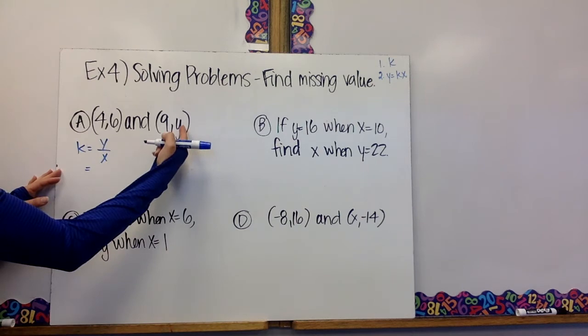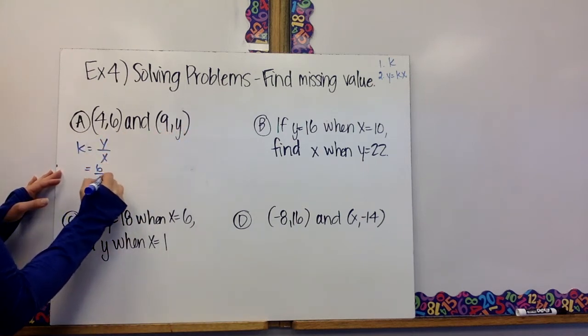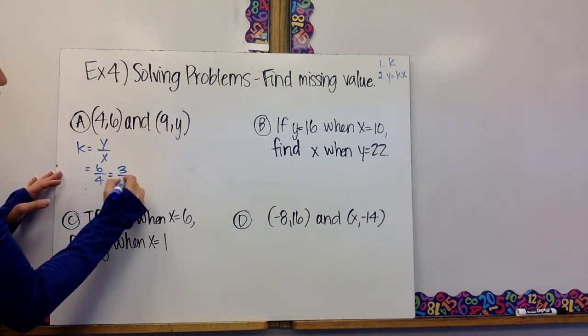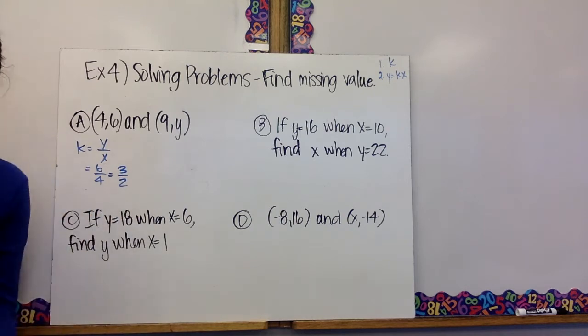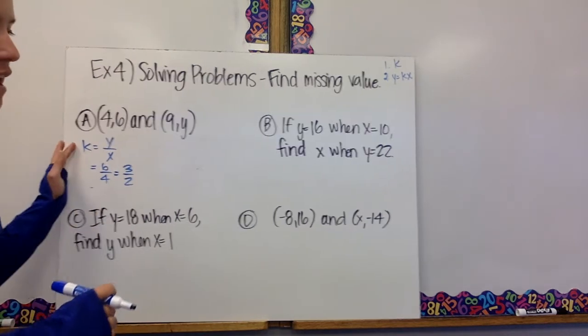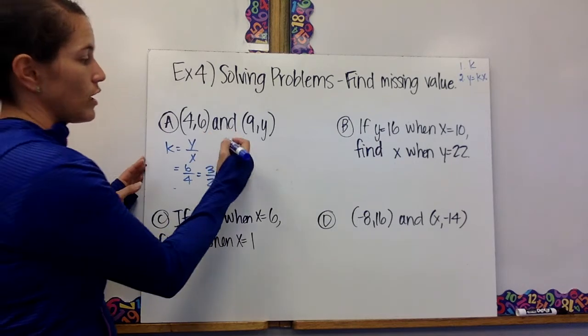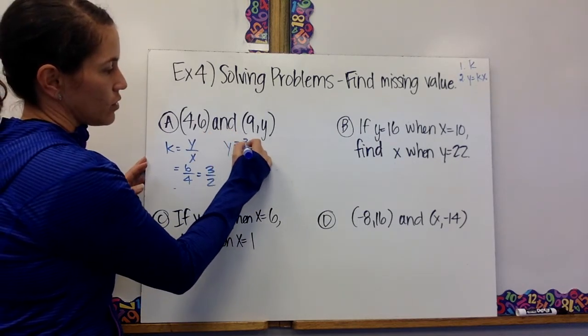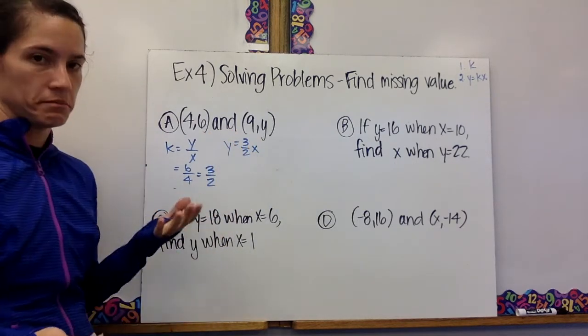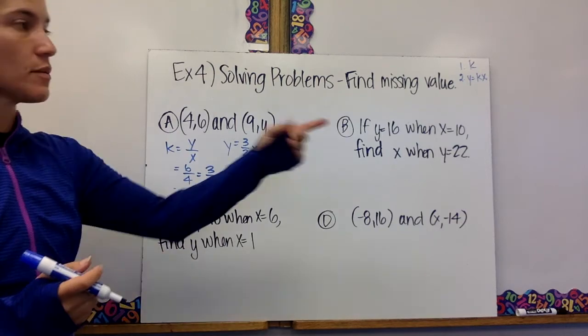I can't use that one because it's missing a y. So y over x is 6 over 4, which reduces to 3 over 2. There's your k value, 3 over 2. Now that you have your k, we can rewrite the equation y equals kx. So that's number 2.